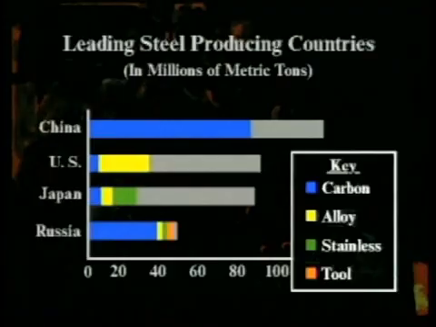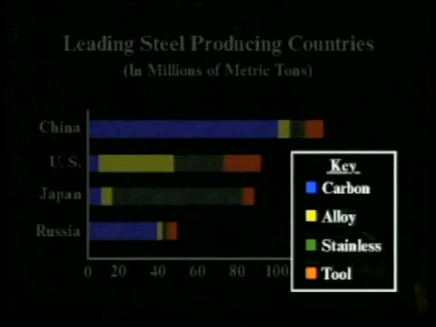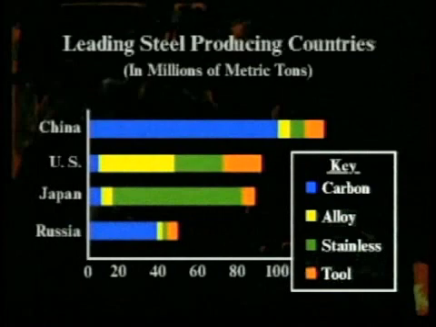Occasionally, the bars are segmented to show two or more classifications of the data. Here, it's 4 kinds of steel, as seen in the key: carbon, alloy, stainless, and tool. Of the 4 leading steel-producing countries, which produces the most stainless steel? Right. You can see at a glance that it's Japan.